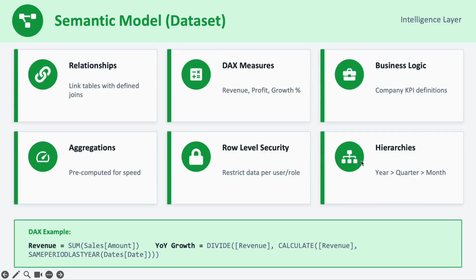And then we have the datasets, which in Power BI are the semantic layer. A Power BI dataset, now called the semantic model, is relationships, measures, DAX, business logic, aggregations, RLS, and this is where meaning is created. A dataset answers: how should the business interpret the data? For example, revenue equals the sum of sales, profit equals revenue minus cost, and year-over-year growth. So data flows clean the data, and datasets give it the intelligence.